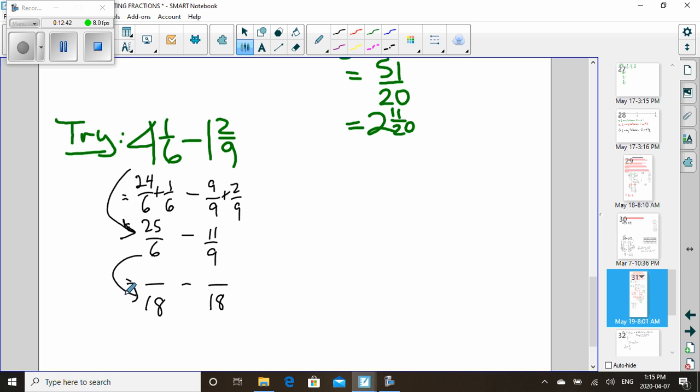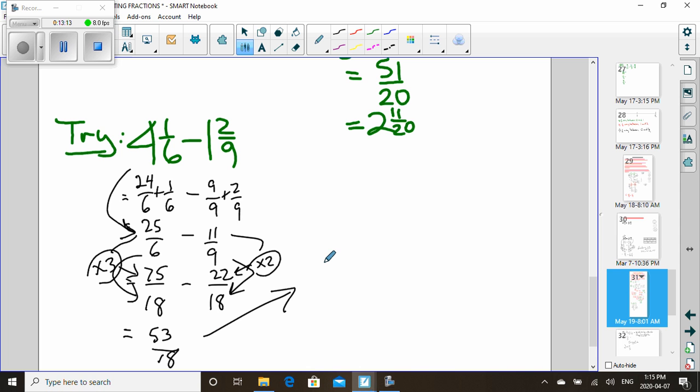Okay, how does 6 become 18? I tripled it. So I triple the numerator. 25 times 3, 75. How did 9 become 18? I doubled it. So I got to double the numerator. 22. Now I have common denominators. Lucky for us, we can subtract 75 minus 22, 53. 53/18 is our improper fraction.